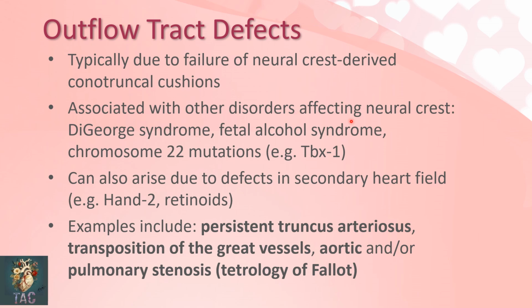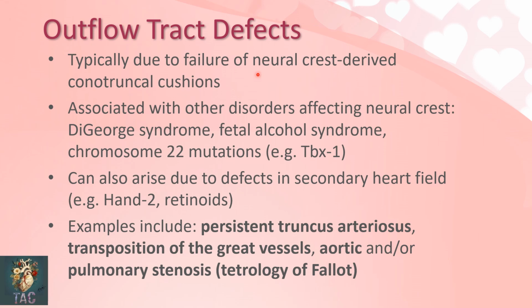Associated with other disorders affecting neural crest cells like DiGeorge syndrome, fetal alcohol syndrome, that is the chromosome 22 mutations, etc., can also arise due to defects in secondary heart fields, hand to retinoids syndromes, etc. Examples include the persistent truncus arteriosus, transposition of great vessels, aortic and pulmonary stenosis, and tetralogy of Fallot.